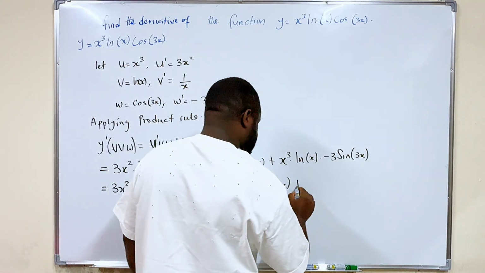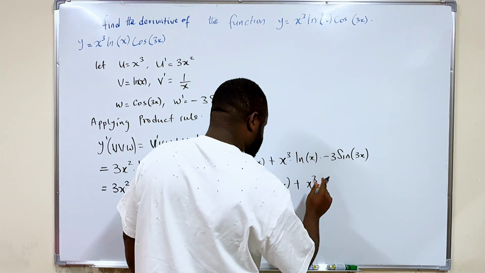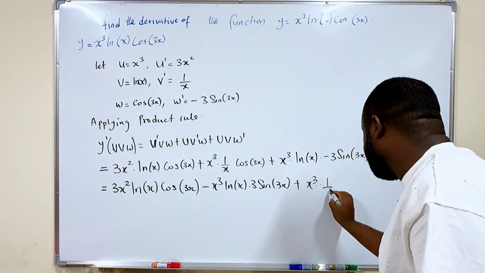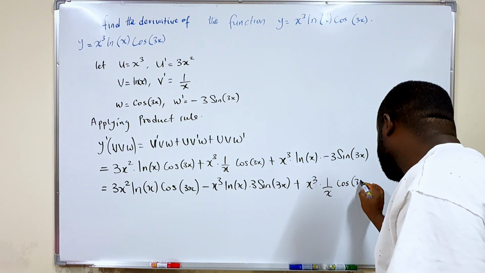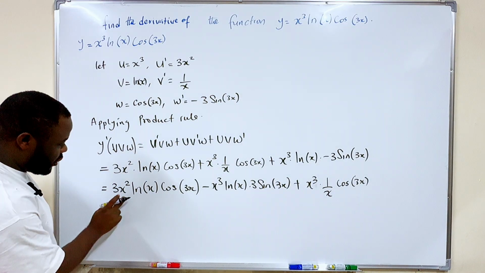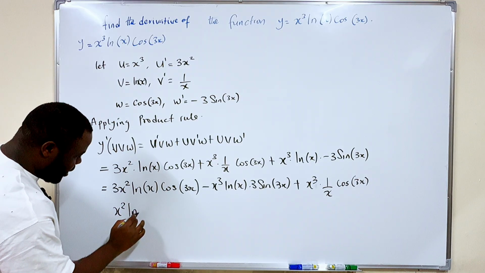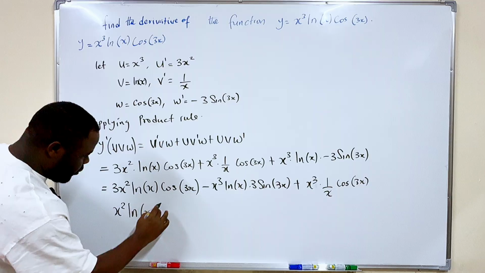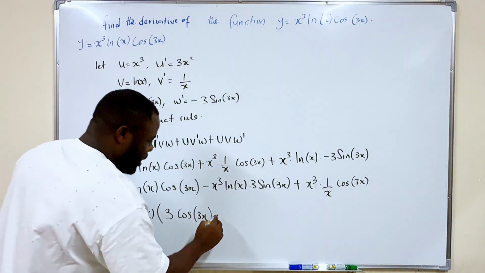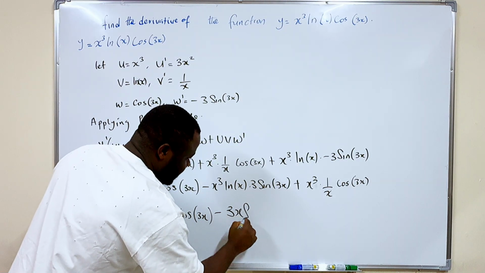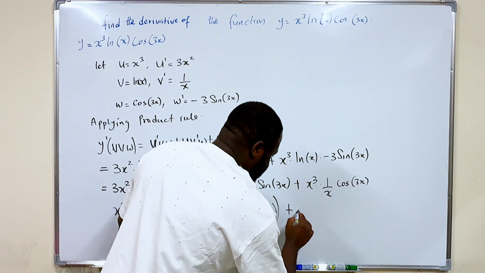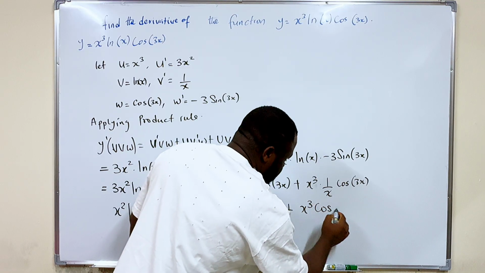Then we now put this plus x cubed multiplied by 1 over x cos 3x. So basically, since we have x squared here, we have x squared ln x. So we now multiply 3 cos 3x, then minus 3x sine 3x. So this is now plus x cubed cos 3x over x.